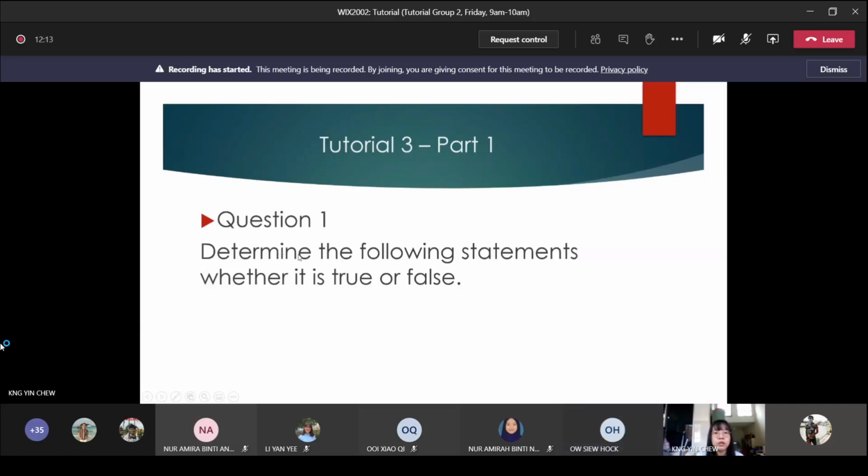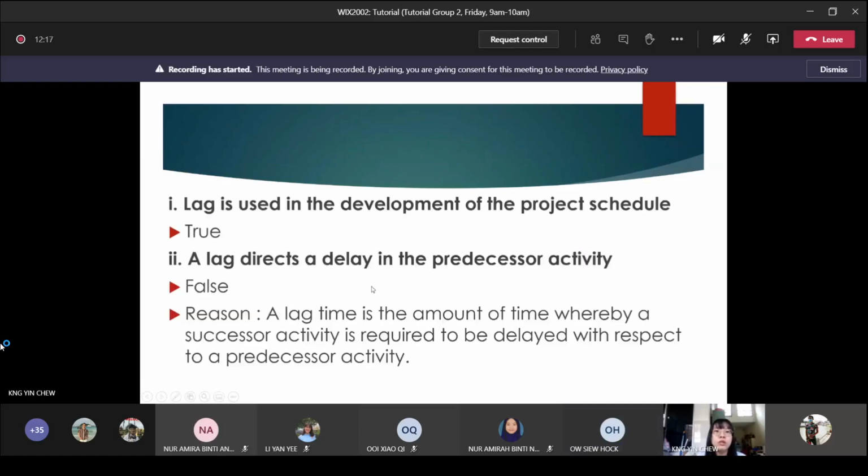Determine the following statements whether it is true or false. 1. Lag is used in the development of the project schedule, which is true. And 2. A lag directs a delay in the predecessor activity. The answer is false. The reason is a lag time is the amount of time whereby a successor activity is required to be delayed with respect to a predecessor activity.